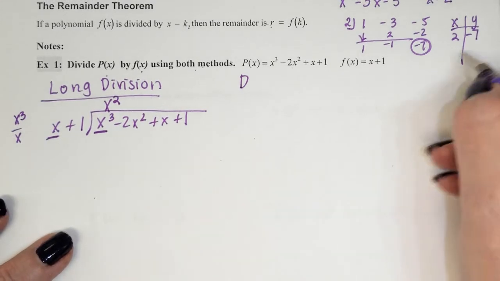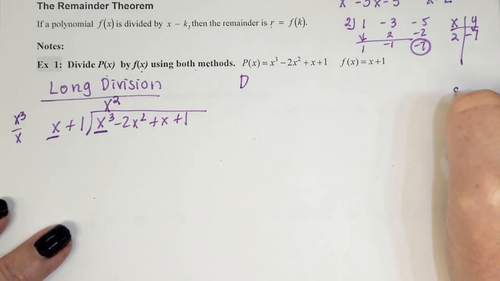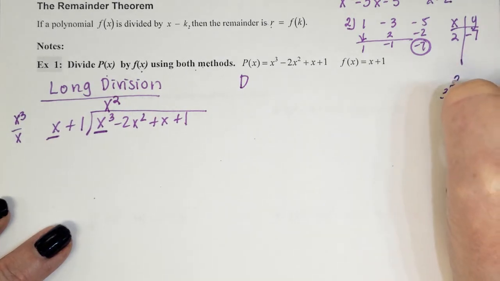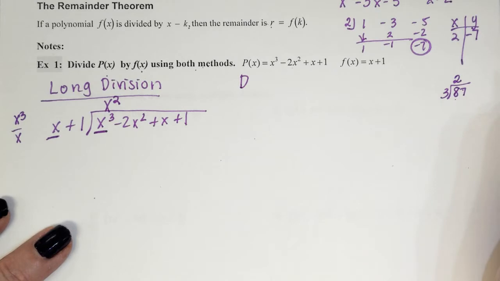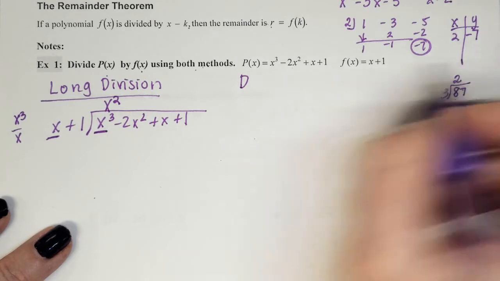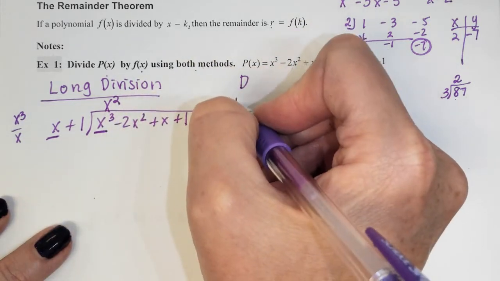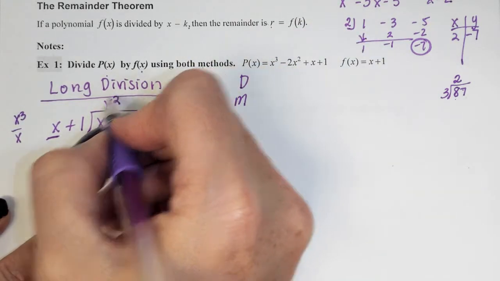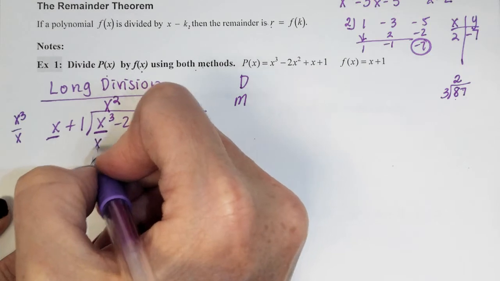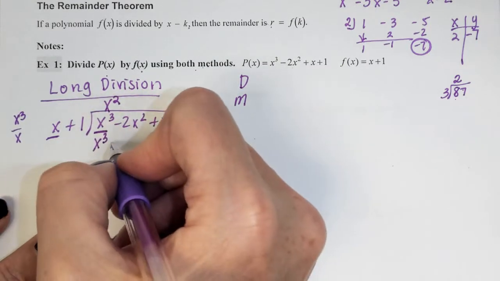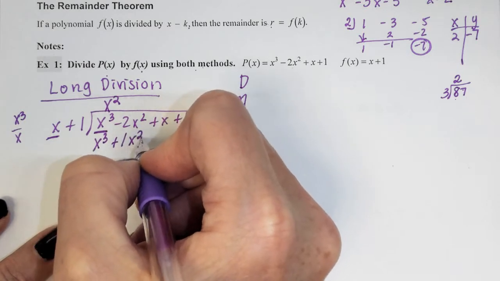Let me go to a division problem. Let's say I'm doing 87 divided by 3. I would do 8 divided by 3 is 2. Now what do I do? Multiply, right? So same thing here. I divided and now I multiply. So I multiply x squared by x, and that gives me x cubed. I also have to multiply x squared times 1, and that gives me 1x squared.